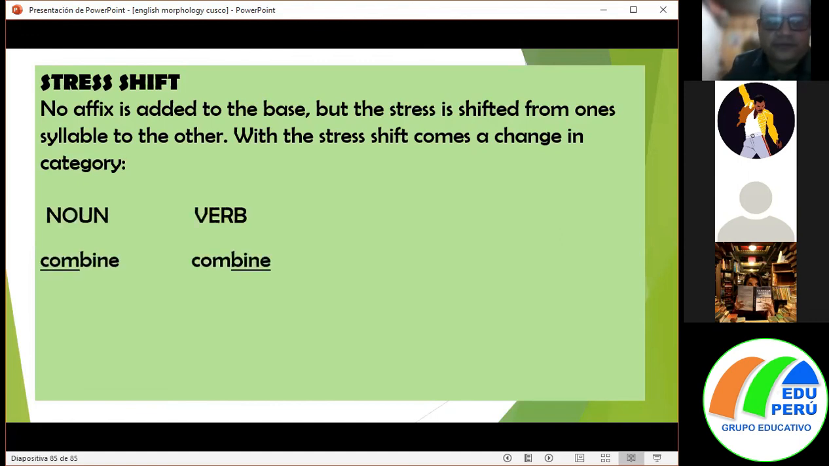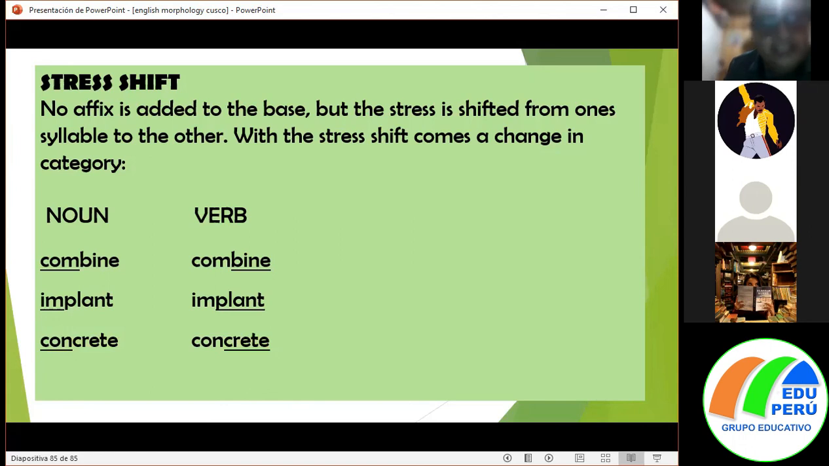From nouns to verbs. Combine, combine. Notice, combine is a noun, combine is a verb. So you change the stress. For a noun, the stress is on the first syllable, and if it is a verb, the stress is on the second syllable. Implant, implant. Notice you are changing the stress. Implant, first syllable. Implant, second syllable, it's a verb.